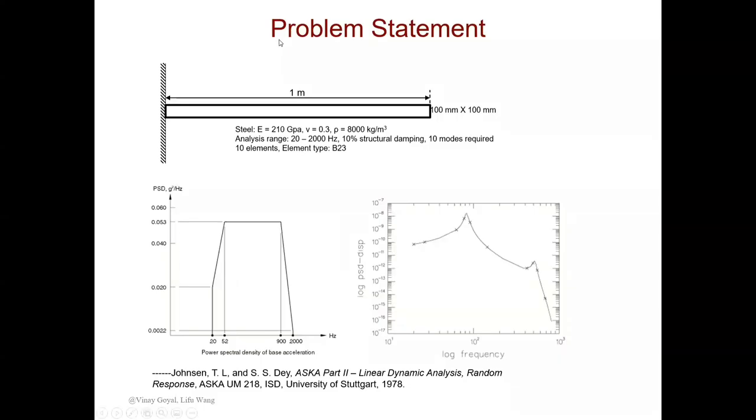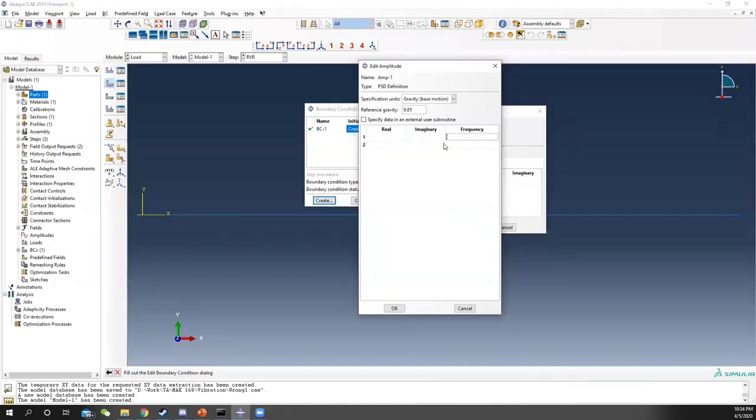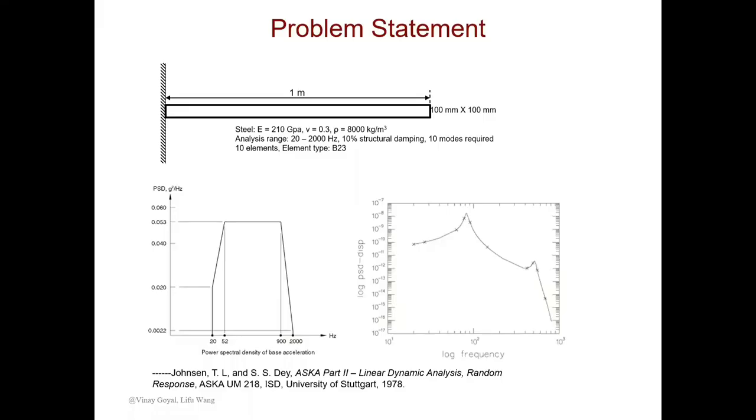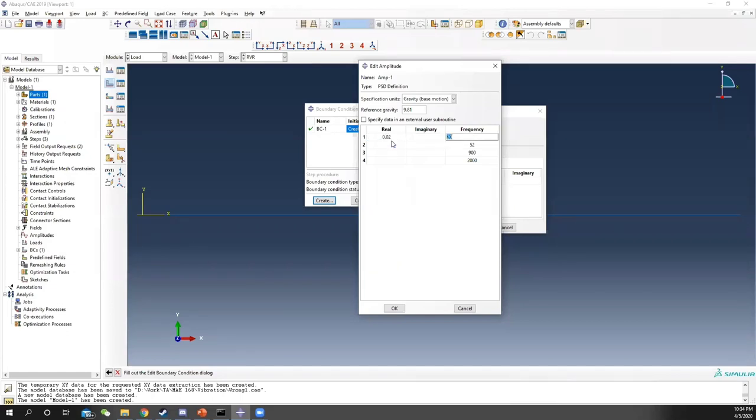For the real part, we can follow this graph. Select this point, this point, this point, and this point to represent the input. So the frequency for that is 20, 52, 900, 2000. So we add 4 rows for that. And then 20, 52, 900, 2000. The corresponding values, since we are not introducing any phase change, we just enter real values, which are 0.02, 0.053, 0.0053, and 0.0022. All the imaginary parts are 0.